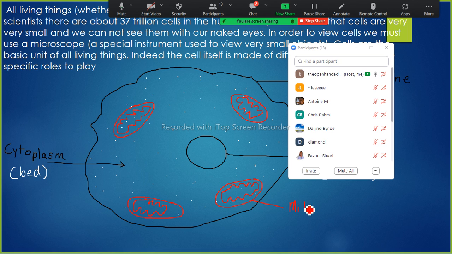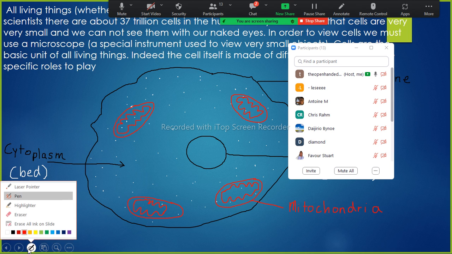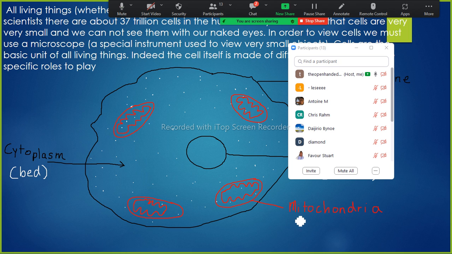Mitochondria. All right. And the mitochondria is the what? It's like the powerhouse of the cell. It provides the cell with energy. Okay. So we can call the mitochondria the power station. Favor, are we there? Yes, sir. So you understand that the mitochondria is the power station. It provides the cell with energy. Okay.